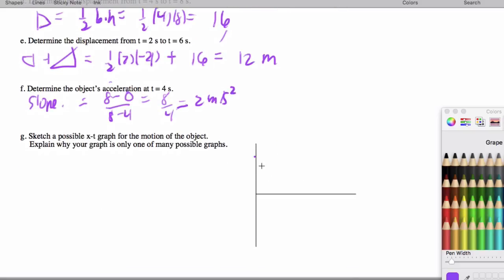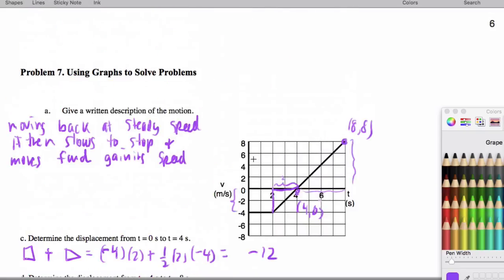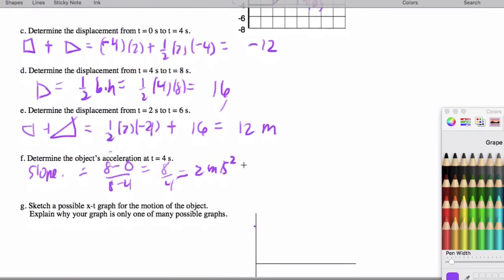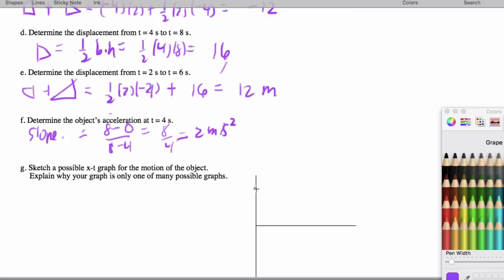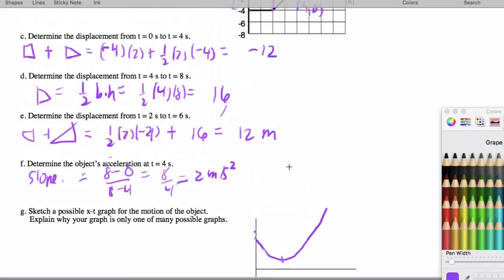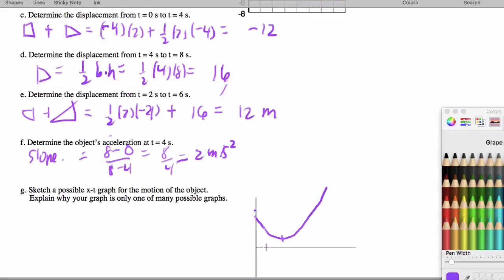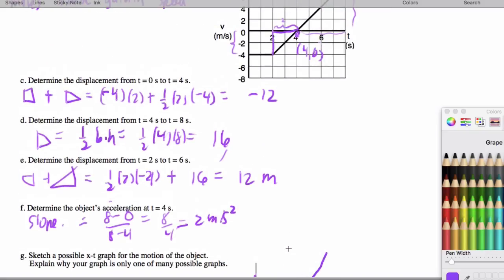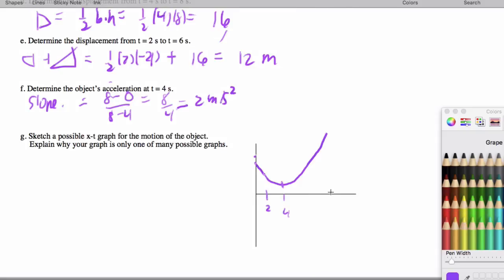Now, a possible graph of the motion. So it goes backwards at a steady pace. And then it ends up stopping and then going forward, gaining speed. So this part here is from 0 to 2, 2 to 4, and 4 to 8. And once again, the initial position could vary.